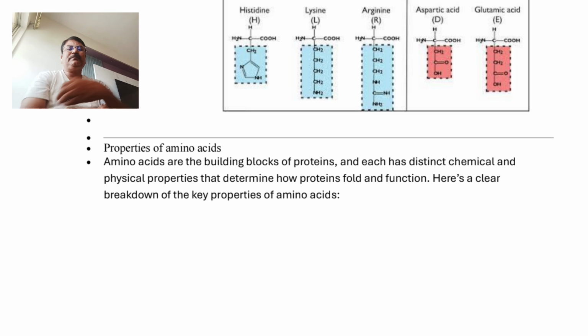One is the amino group, that is NH2 group, which is always acting as a base, while the COOH group, that is carboxylic acid group. It means that it shows properties of both, that is base as well as acid.